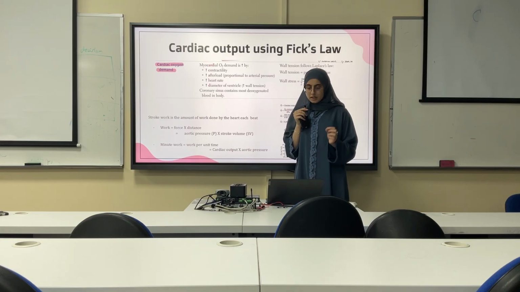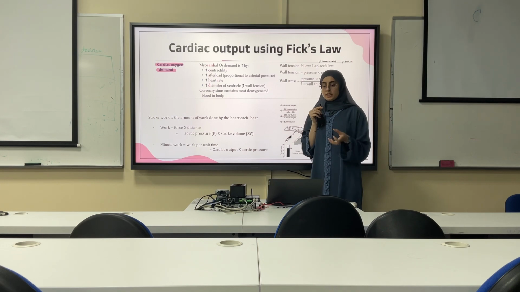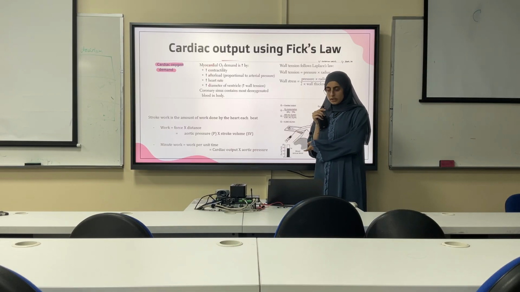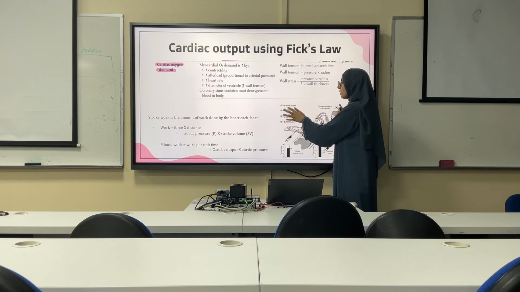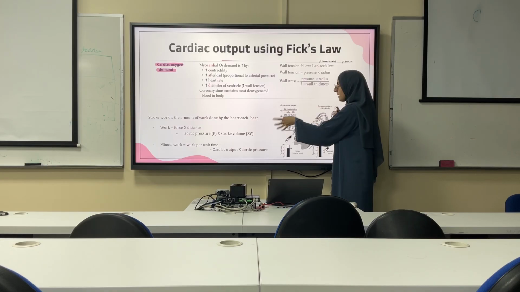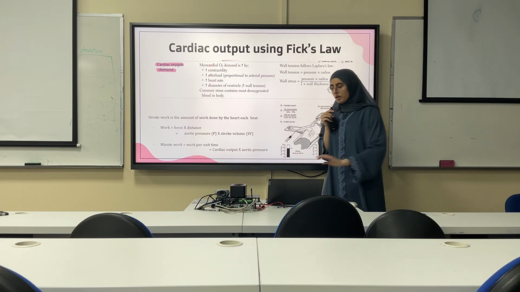Then we have the cardiac output using Fick's law and the oxygen demand. If you're asking something to work harder, you're going to expect it to increase its oxygen demand. So increasing the cardiac output will ultimately increase the cardiac oxygen demand, and you can calculate it using this formula. Cardiac output equals oxygen consumption divided by the oxygen content in the artery minus the vein. They would usually give you the cardiac output and ask you to calculate the oxygen consumption, or vice versa.